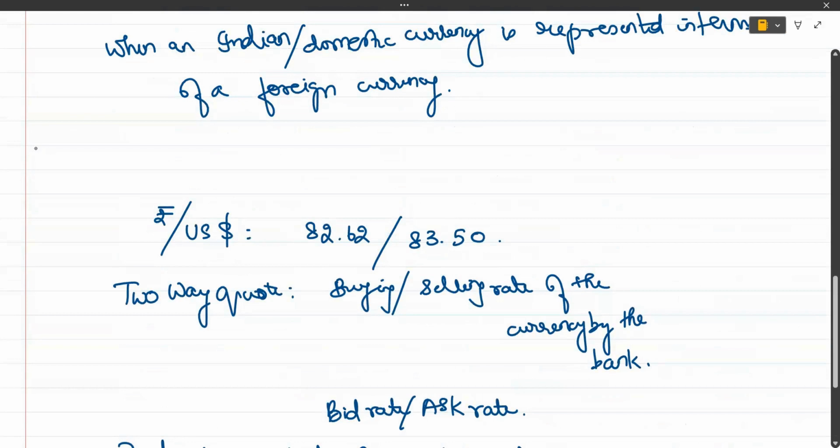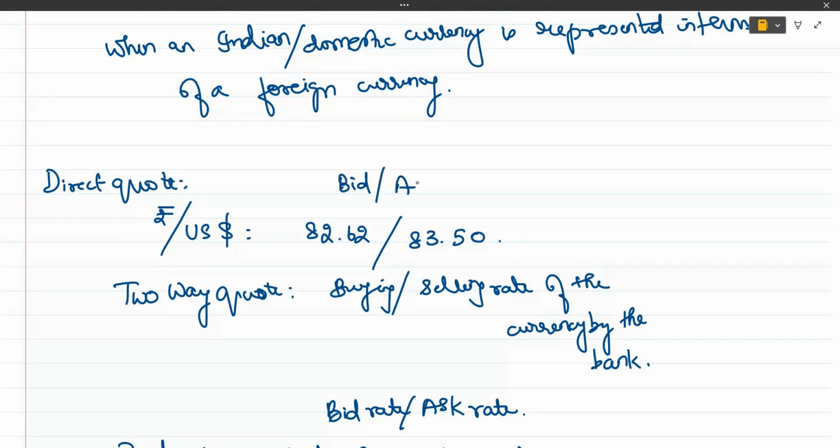This is for a direct quote. Direct quote is always bid by ask. Always the ask rate must be greater than the bid rate, because ask rate is the selling rate and bid rate is the buying rate. Always the selling rate should be greater than the buying rate.